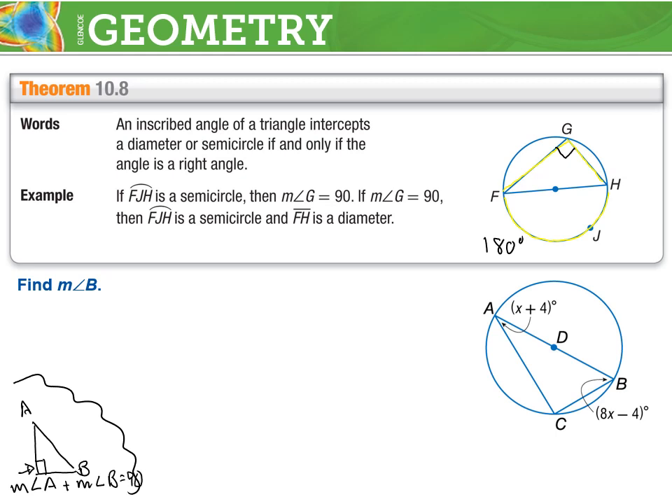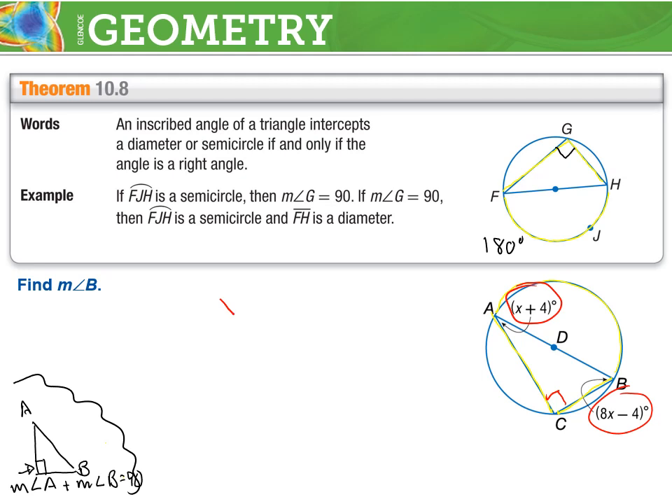That's always true for these right triangles. Okay, so let's go to this one. This is an inscribed angle that intercepts the diameter. The measure of the arc intercepted at the diameter is 180 degrees, so that means that's a right triangle. That means the sum of the acute angles in the right triangle is 90.